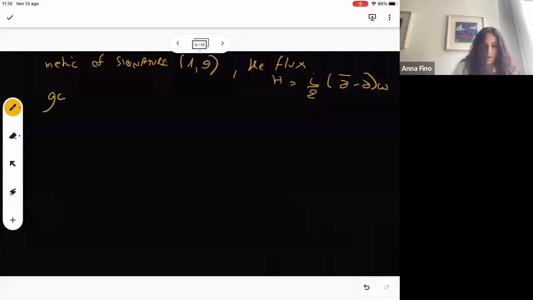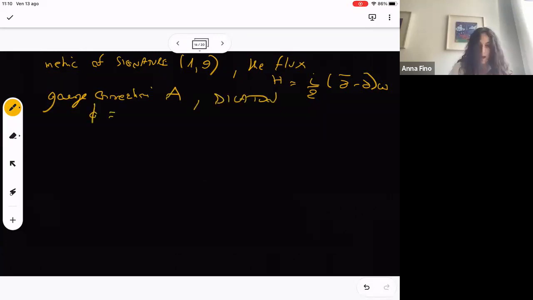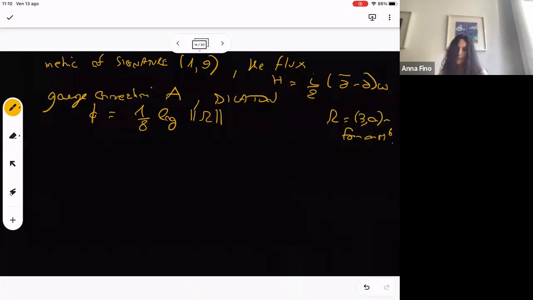Then you have a gauge connection on your gauge bundle, called A, and the dilaton, which is a function denoted by phi, and essentially is the log of the norm of omega, a non-vanishing (3,0)-form on your M6. So on M6 you have a Hermitian metric, plus M6 a posteriori has to have holomorphically trivial canonical bundle, and then you choose a non-vanishing holomorphic (3,0)-form. That's more or less the object.